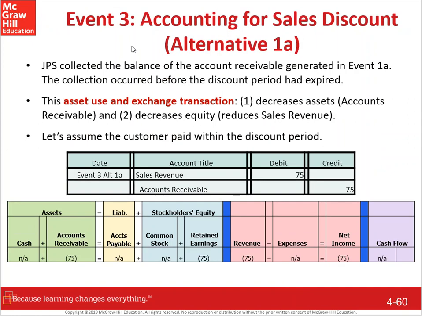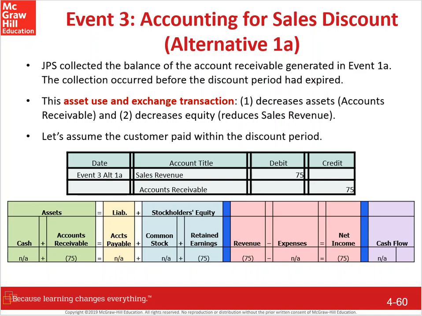Event 3, alternative 1A, which implies that there's also an alternative 2 and probably a part B. So we've got a few things to learn here. So JPS collected the balance of the account receivable generated in event 1A. The collection occurred before the discount period had expired. So our customers are paying us within the discount period. Remember, we extended them a discount. I think the terms were 1/10 net 30. So how much does the customer owe us?